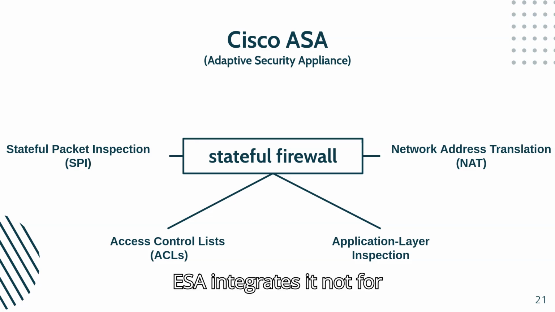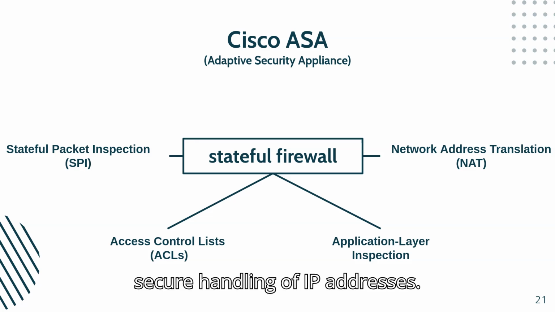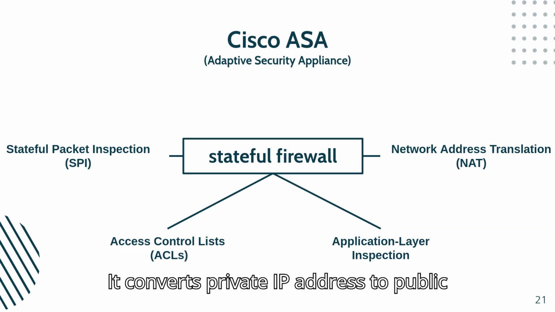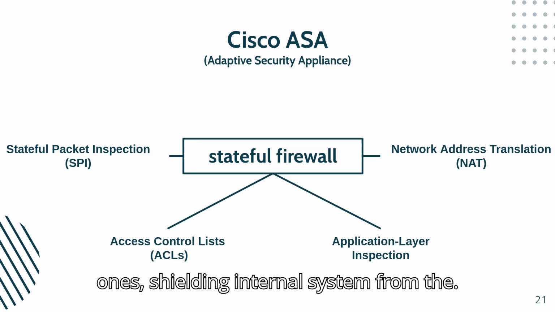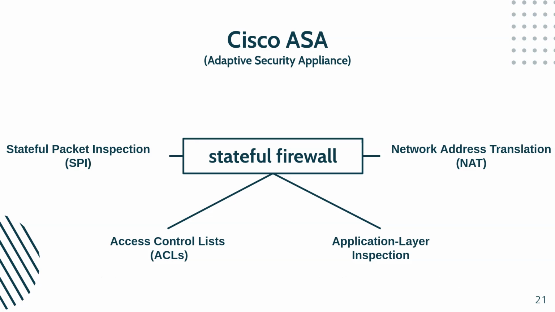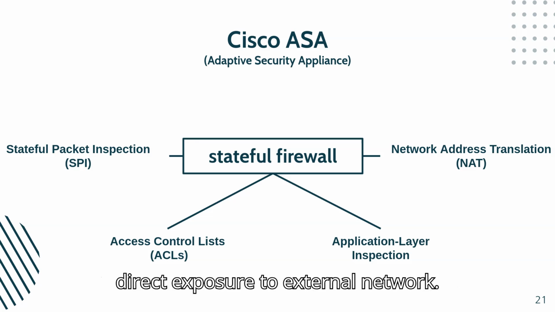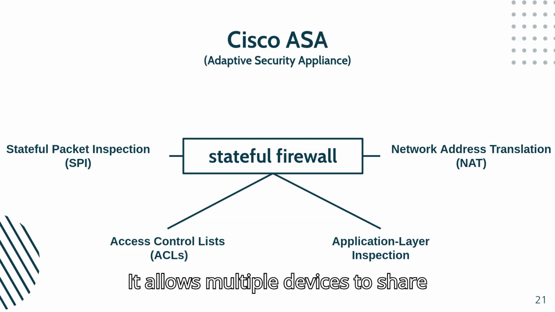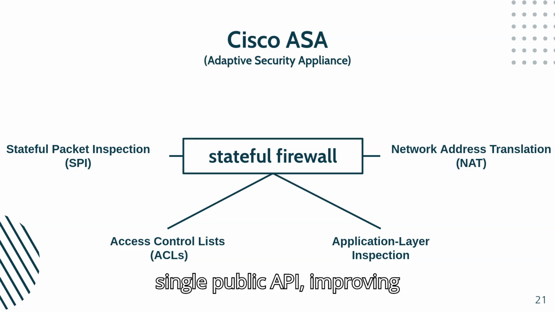ASA integrates NAT for secure handling of IP addresses. It converts private IP addresses to public ones, shielding internal systems from direct exposure to external networks. It allows multiple devices to share a single public IP, improving security and resource usage.